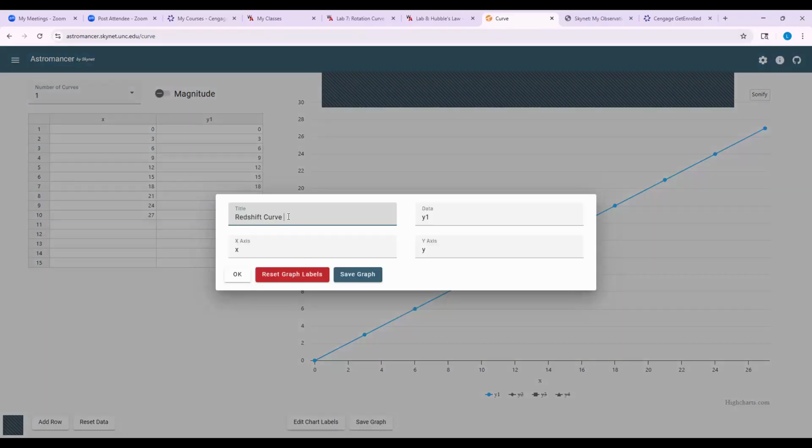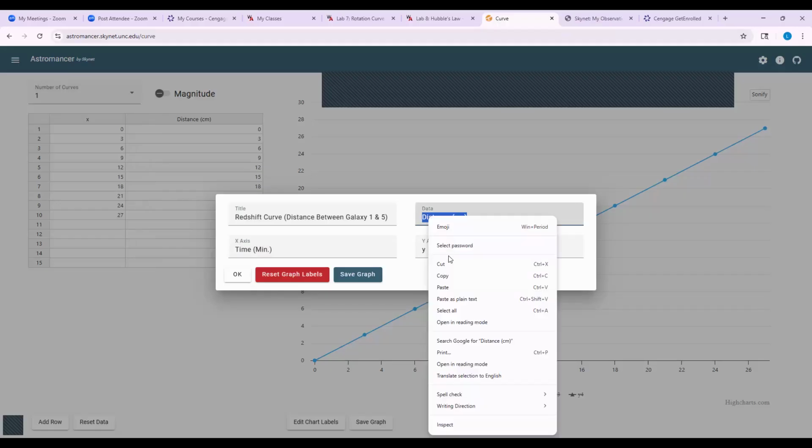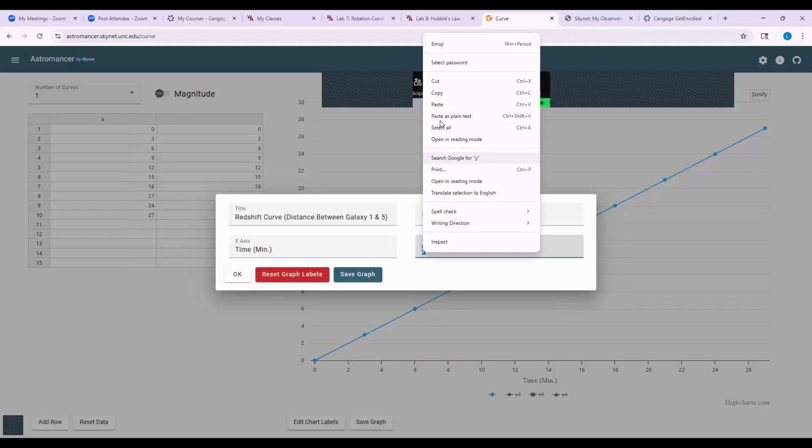Edit: distance between Galaxy 1 and 5. And then the x-axis is going to be time, based on minutes, and the y-axis is going to be distance, based on centimeters.